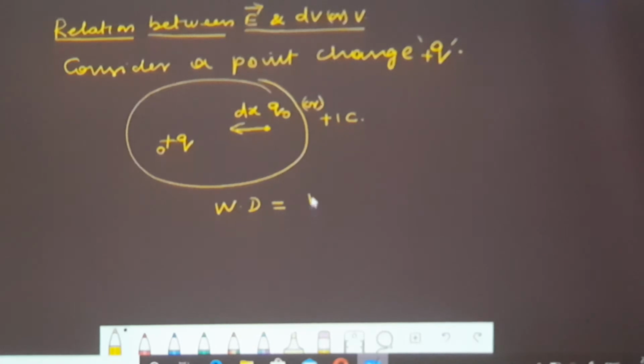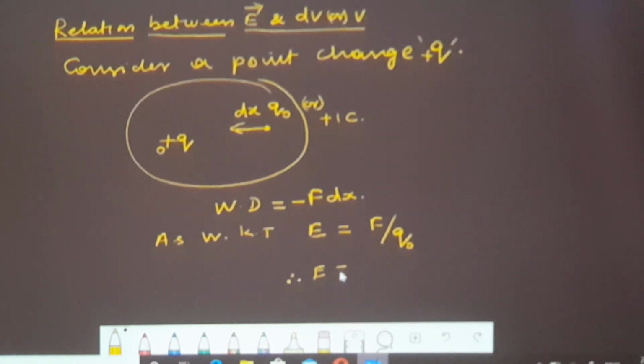Work done is in general given by force into displacement, F into dx. When you are considering the work done, the work is said to be done against the force of repulsion, so I am putting a minus. As we know, the electrical field E is equal to force per unit test charge. So if this test charge is a unit positive charge, then the electrical field E is equal to F.